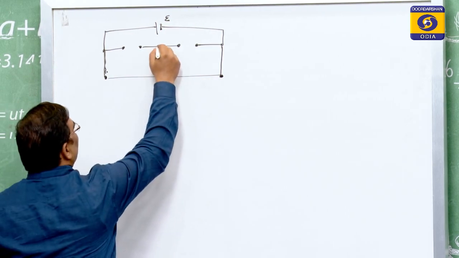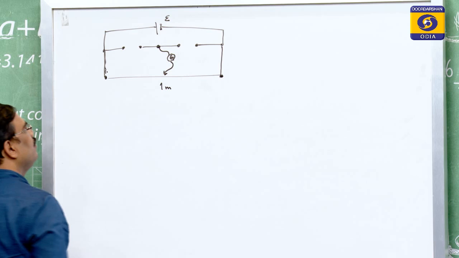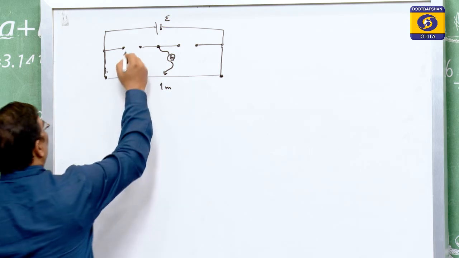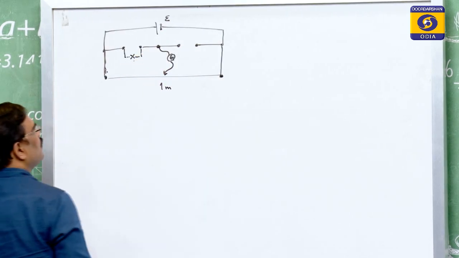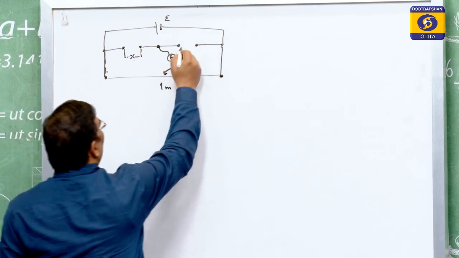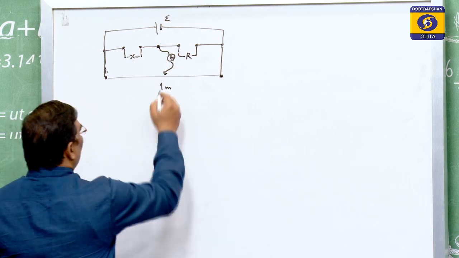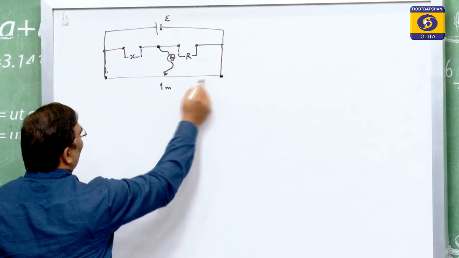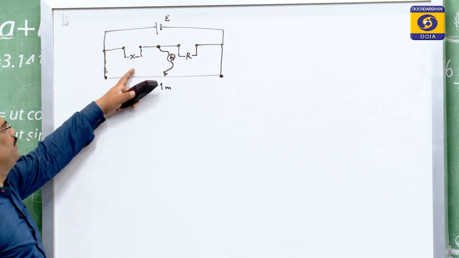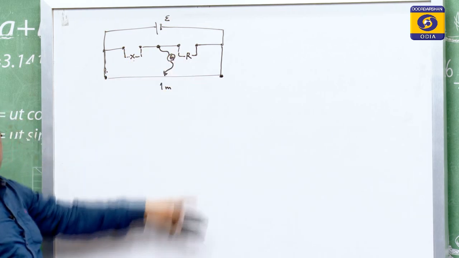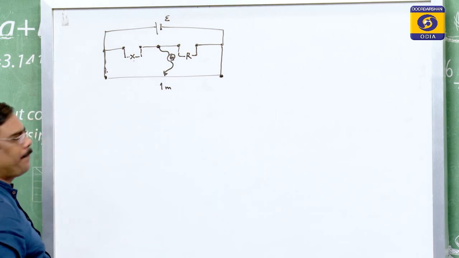Now, from the middle point, I have connected a galvanometer with a jockey. Let there be an unknown resistance x connected across this gap and a known resistance of suppose R across this gap. Now, if the jockey is slid over this wire, since the wire is of length 1 meter, this is a Wheatstone's bridge, basically a Wheatstone's bridge PQRS. So, if the wire is of length 1 meter, then it is known as a meter bridge.